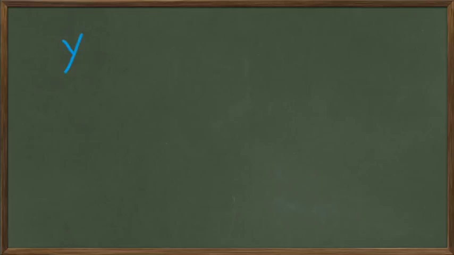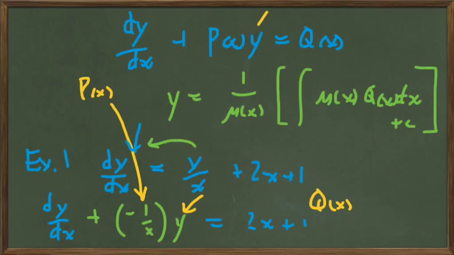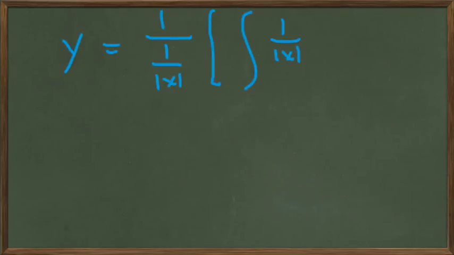So y equals 1 over mu of x, which is 1 over absolute x, bracket, integral, mu of x, 1 over absolute value of x, q of x, which was 2x plus 1, right? So 2x plus 1 dx plus c. Well, this integral is a little bit cumbersome with the absolute value in it.